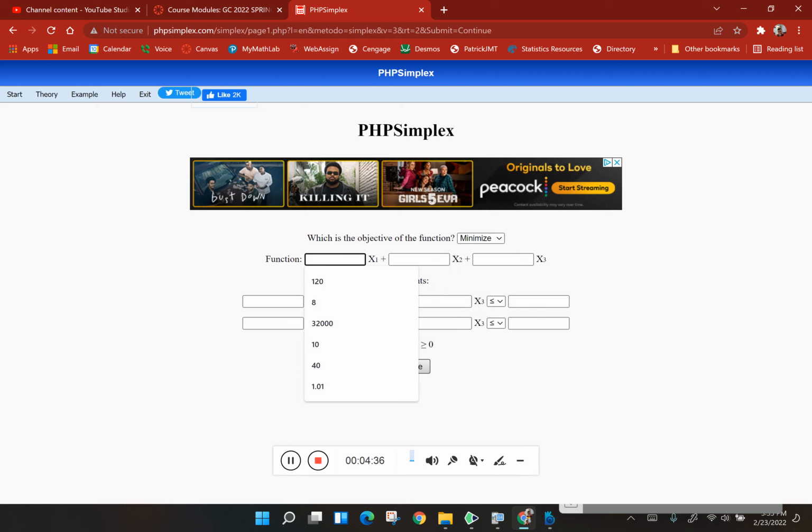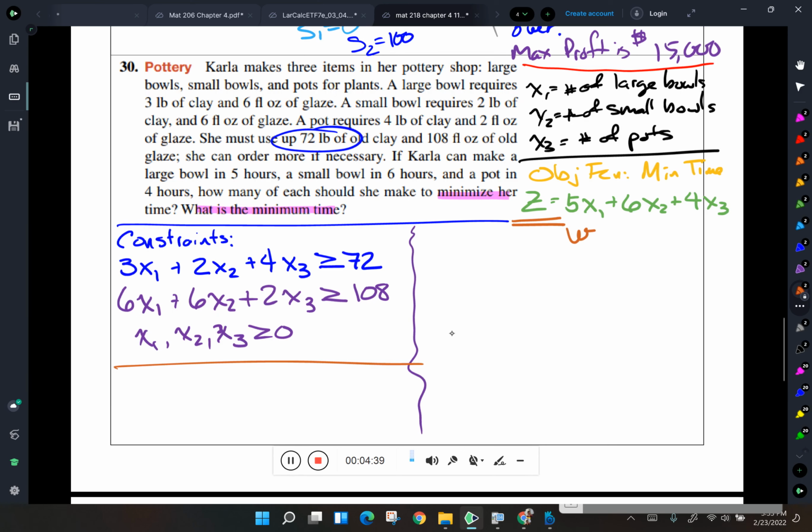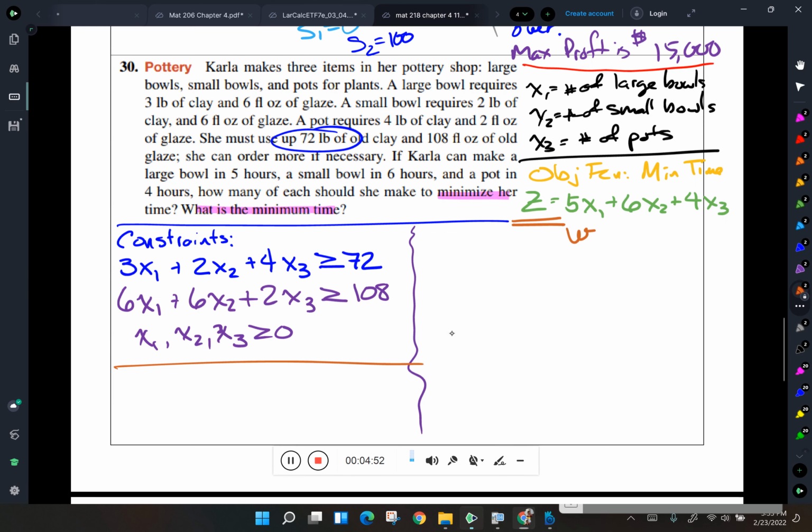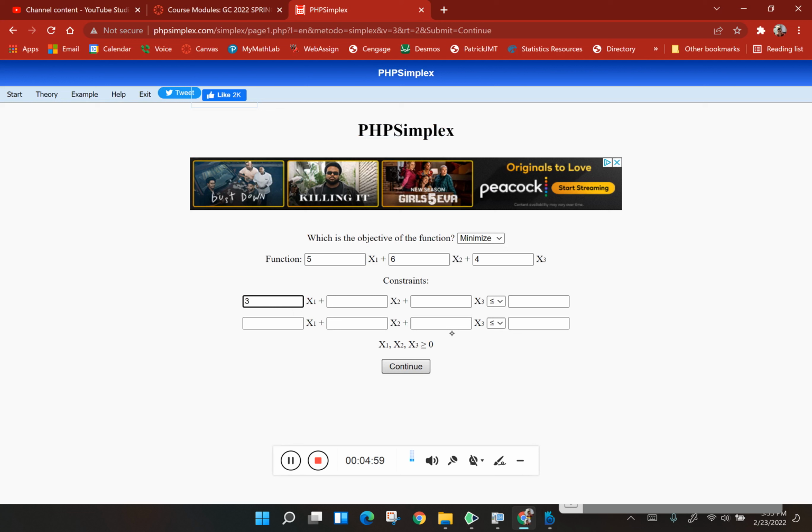I want to minimize how long it's going to take, and I believe that my objective function was 5, 6, 4. And my constraints were I was going to use up all the clay. So the clay was, I think, 3, 2, 4, 72, but I want to change this to make it greater than or equal to that 72. So I'm making a change.